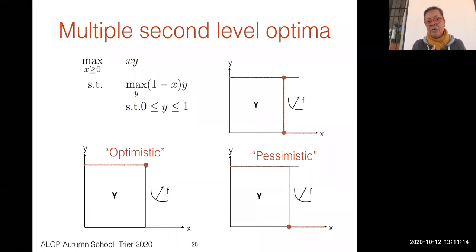If it's the optimistic one, this is good, because the model automatically reacts in this way: in case of multiple solutions for the second level, the first level will choose the best for itself. But here you are in trouble, you see? So this is something important, and you have to pay attention to it as well.